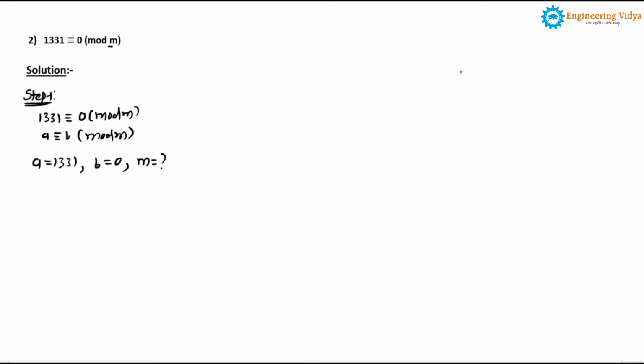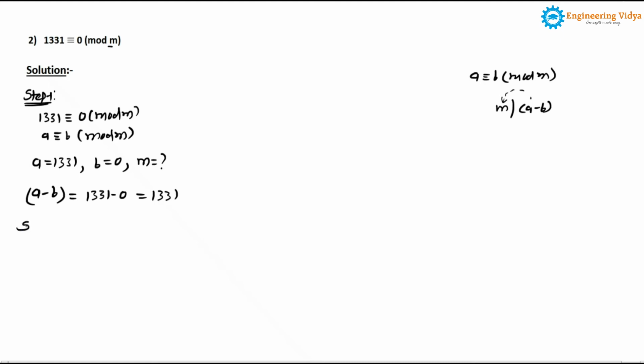Since we already know the rule says that if a is congruent to b mod m is given, then a minus b will be divisible by m, right? So here we'll first estimate the value of a minus b. So here a minus b will be equal to 1331 minus 0, which is equal to 1331 only, right?